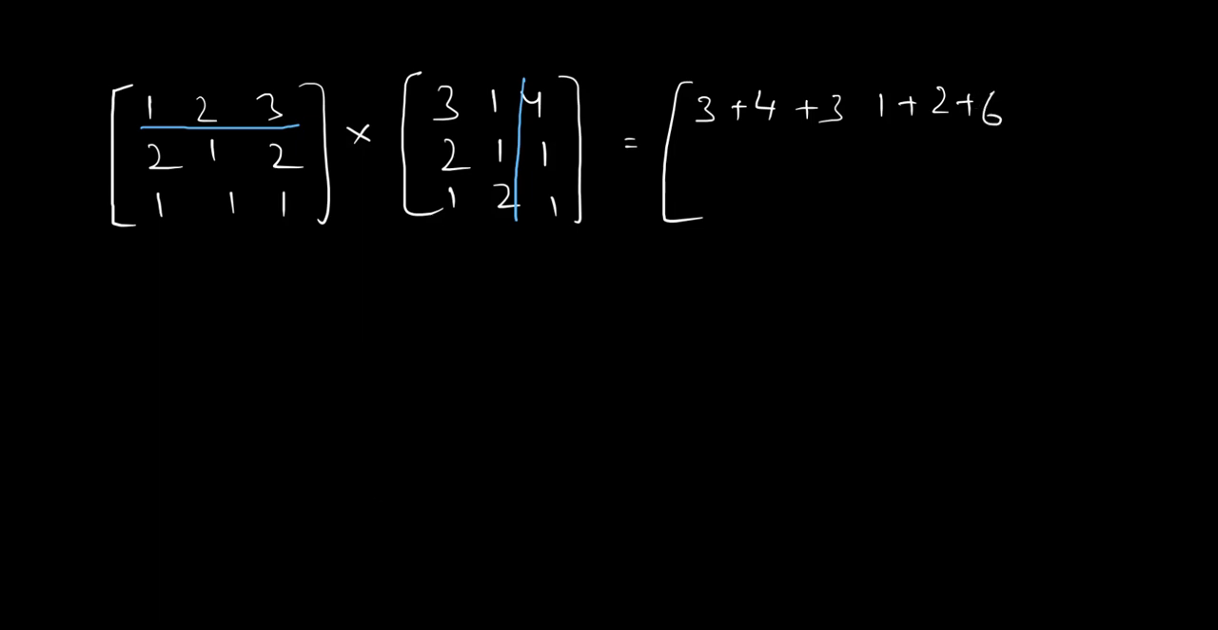Again, let me do it, the row into another column, the last column. 4 ones are 4, plus 2 ones are 2, plus 3 ones are 3. All right, we have already arrived at half of the part.